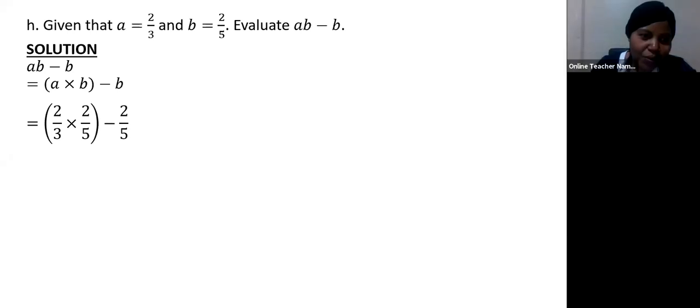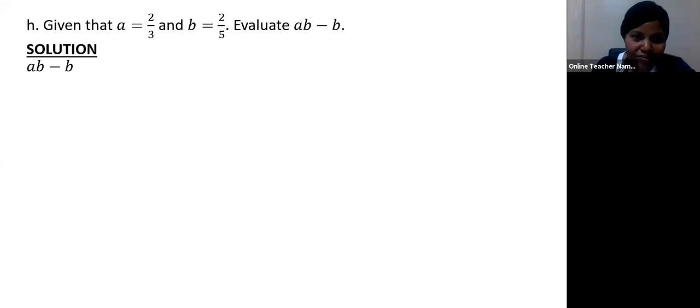So I was saying, when you are looking at substitution, it's not always that they'll give you whole numbers. Sometimes they'll give you fractions. So we'll take it step by step. AB minus B is the same as A times B minus B. Is it clear? AB is the same as A times B, and then we have a minus B. So it will be A times B minus B.